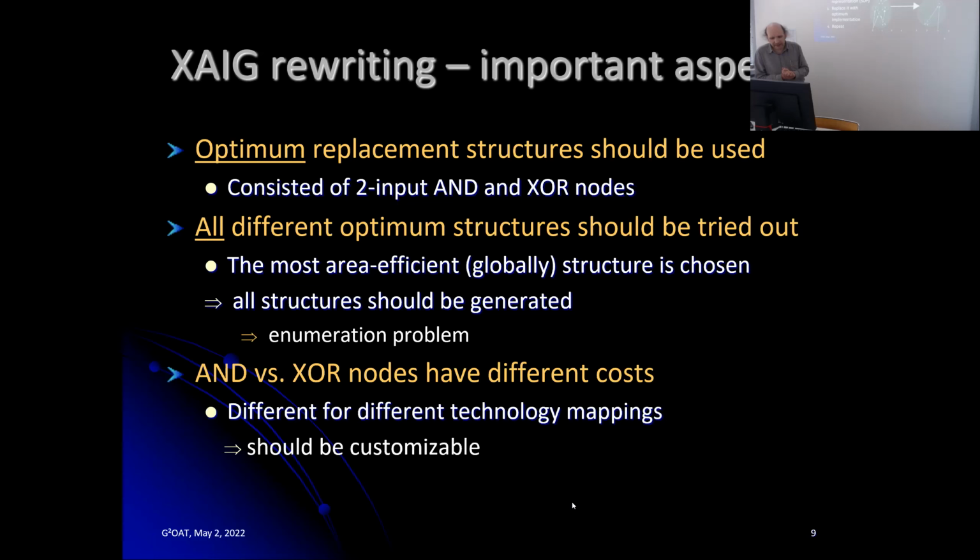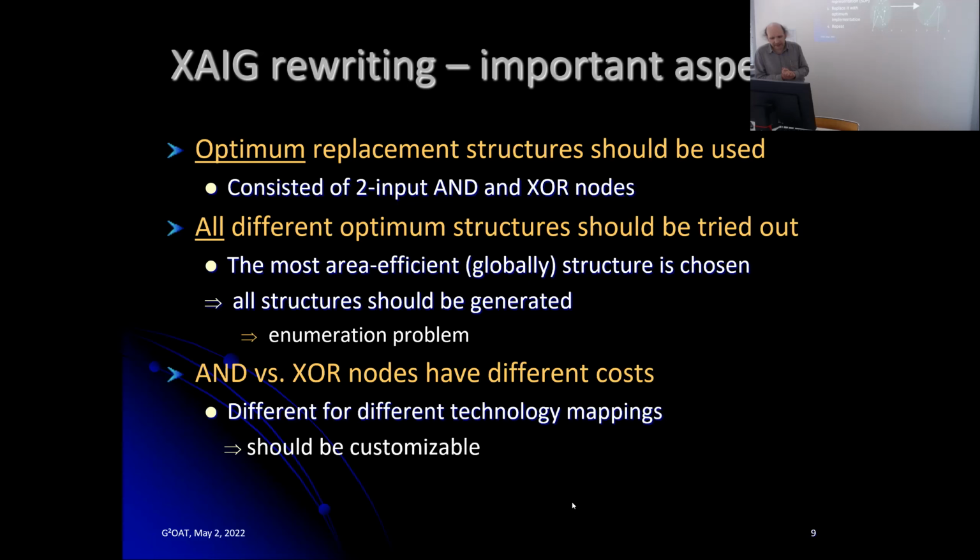Different in their structure. Several optimum implementations means having, for example, even imagine an XOR, a simple XOR gate. So two different implementations with completely different structures, but with 3 gates only: A prime times B prime plus A B, or A prime B plus A B prime, without negation. Negation in AIG is for free.